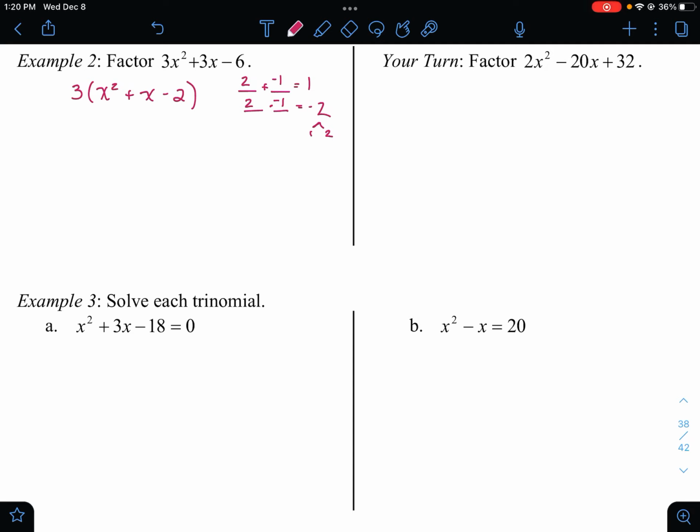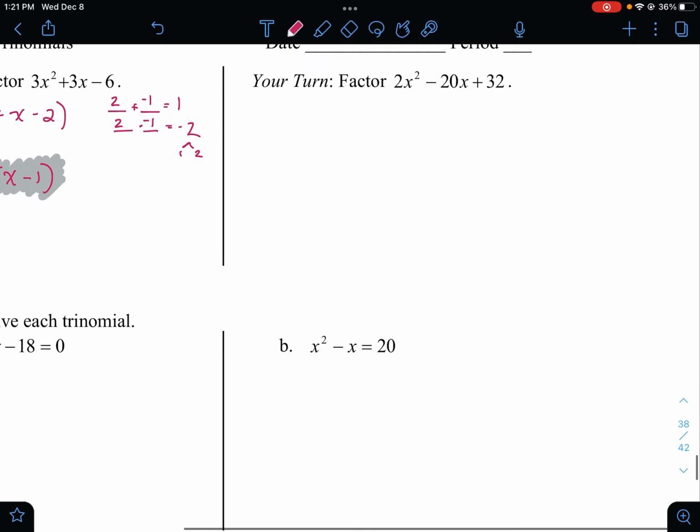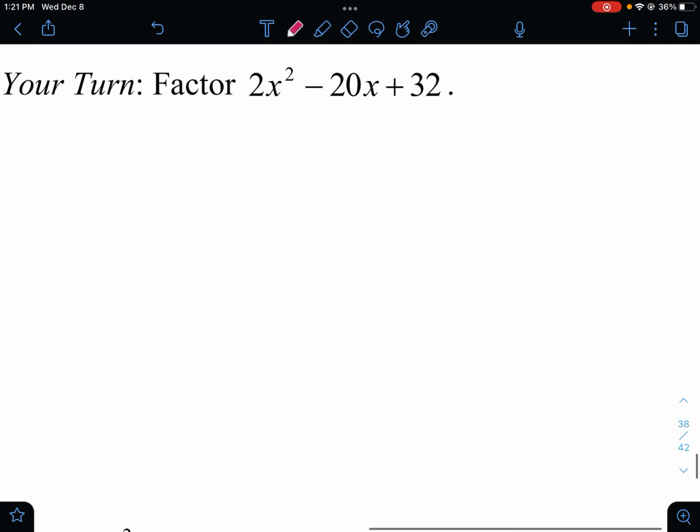So in this case, to get a positive 1, I need to take 2 plus a negative 1, or 2 minus 1. And the other one, I need to do 2 times a negative 1 to get negative 2. So my 3 is just going along for the ride. And then I have x plus 2 times x minus 1. Okay, so take a moment, try that your turn, and come back and double check your answer.